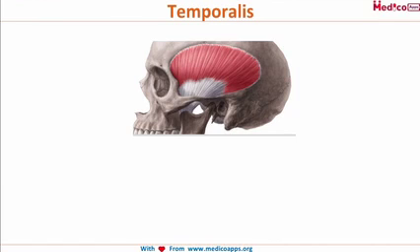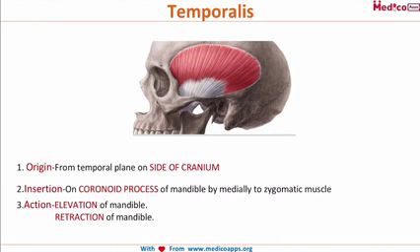Next, coming on to the temporalis muscle. The origin is from the temporal plane on the side of the cranium. So this is the origin of the temporalis muscle. The insertion is on the coronoid process of the mandible, passing medial to the zygomatic arch. So this is the mandible, this is the coronoid process, and the insertion of the temporalis muscle is on the coronoid process of the mandible. The action of this muscle is elevation and retraction of the mandible.